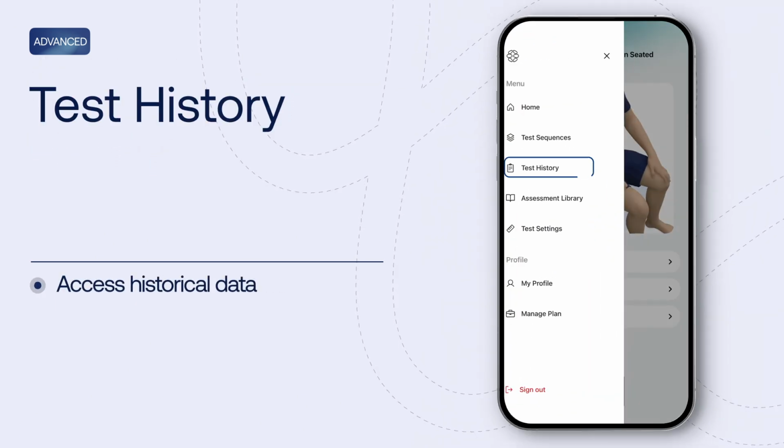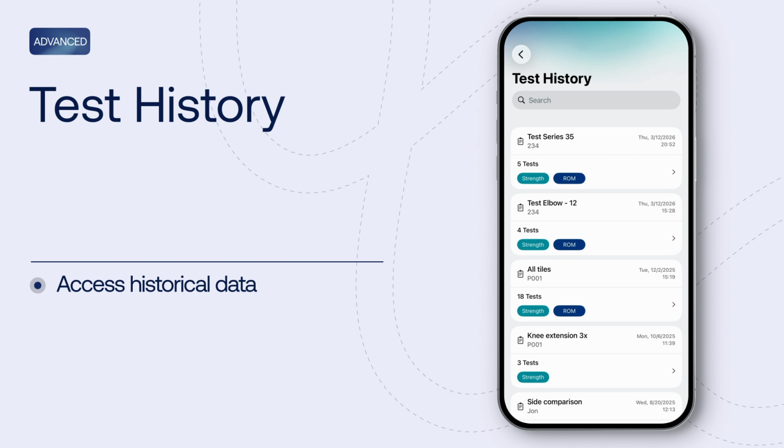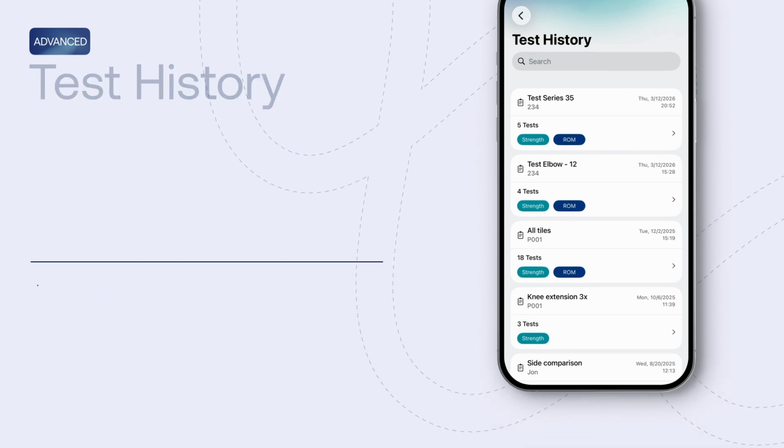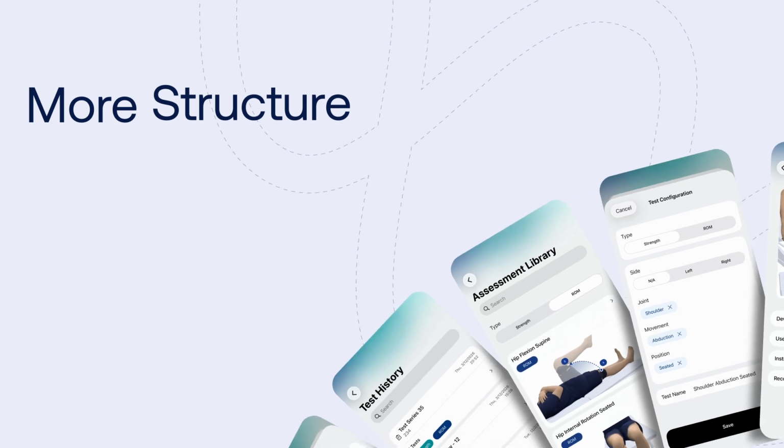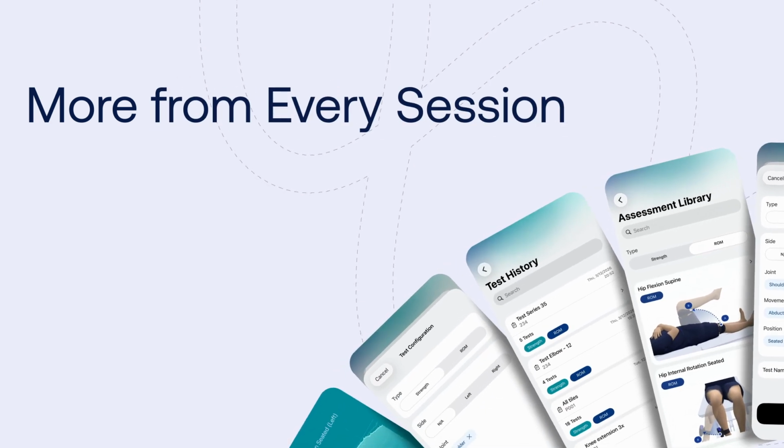Test history makes it easier to revisit previous sessions and build from what's already been done. These updates are designed with frequent users in mind, making objective testing data easier to read, manage, and learn from.